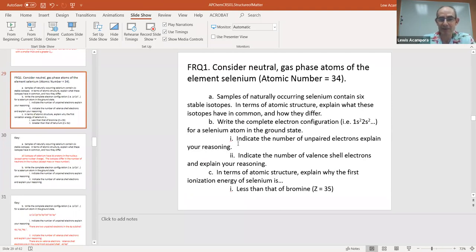In the interest of moving on, I'm not going to go over the answers to these. They will be posted on our website, but you should understand what these questions mean, and they should be familiar to you for some element, in this case, selenium. So know what an isotope is, know what they have in common, and that would be the number of protons or the chemical properties. You should all be able to write the complete electron configuration, and I know many times you can get away with a shorthand. If the question asks for complete electron configuration, make sure you include all the electrons. And then explaining the ionization energies compared to the neighbors.